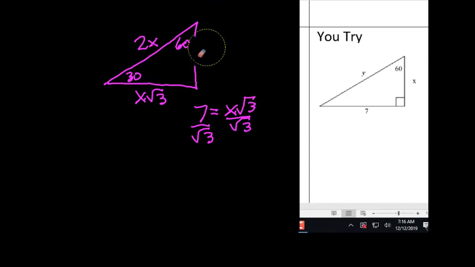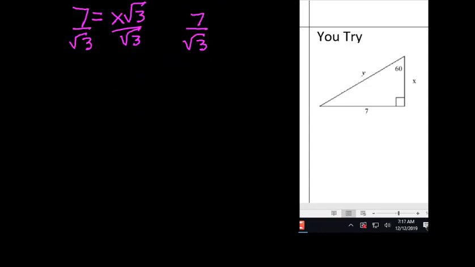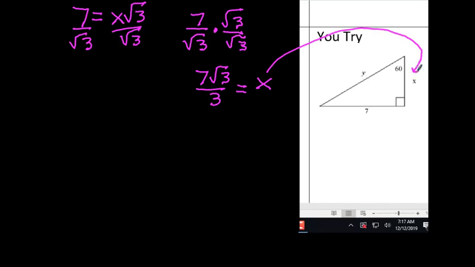So I'm going to get rid of this for a second, just to get it out of my way. Okay, remember when we have a square root in the denominator, we can't keep that in the denominator, so we've got to rationalize the denominator. We've got to get rid of it. So this would be 7 square root 3 divided by 3 is equal to x. So this is my x, 7 square root 3 divided by 3.